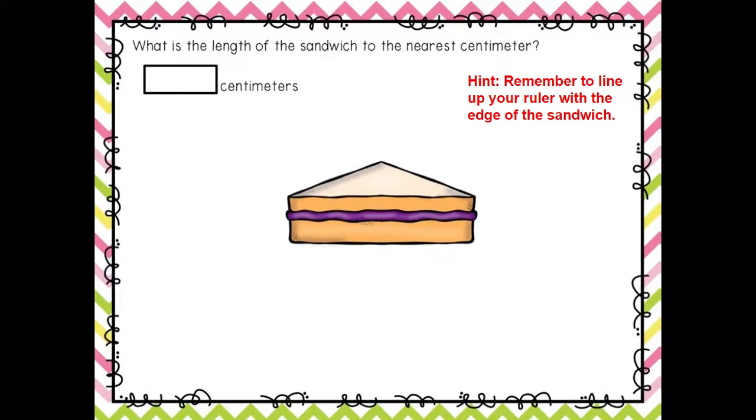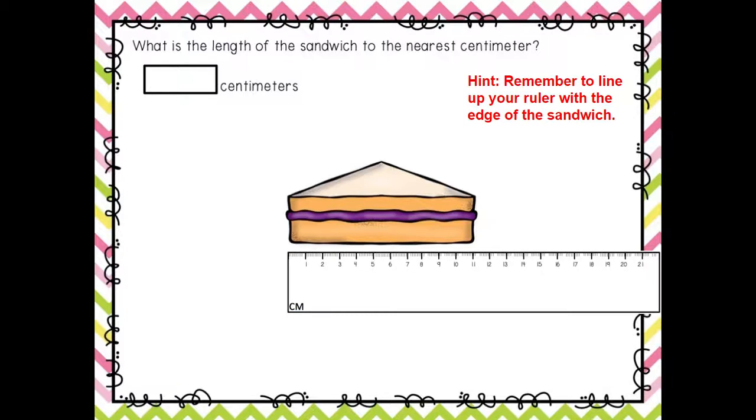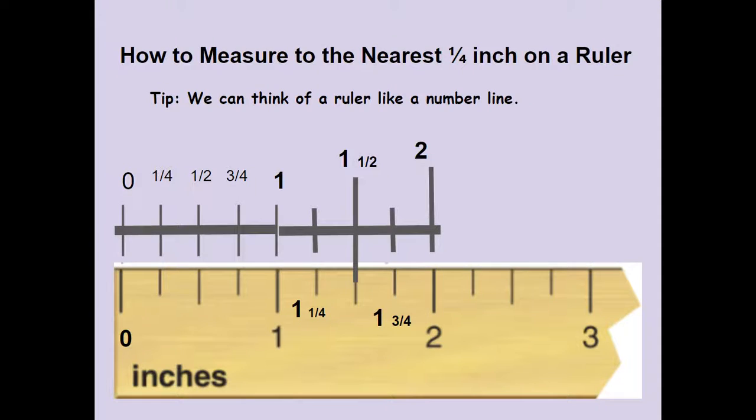Take a look at the sandwich. I'm lining up my ruler with the edge of my sandwich. Again, since there's no zero here, I just line up my sandwich with the beginning of the ruler. Okay, I'm going to find the other side of my sandwich and bring it down with an imaginary line. It's right there on 11 centimeters. So the length of my sandwich is 11 centimeters. We can also measure in inches.